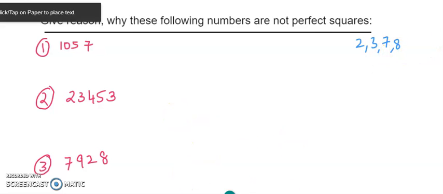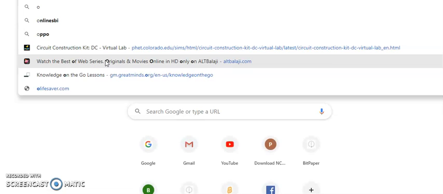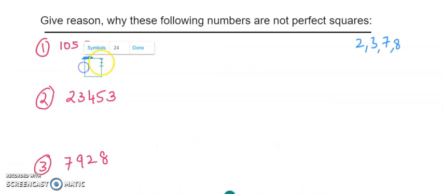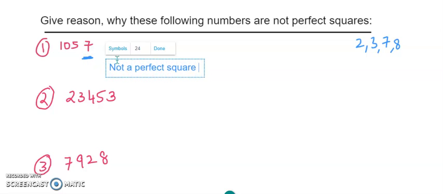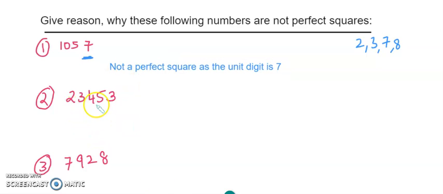So here we'll just circle the last digit, which is 7. Okay, so this is not a perfect square. Just write the sentence. Oh, sorry for the interruption. So what we'll write here, the last digit is 7. So we'll say not a perfect square as the unit digit is 7. Okay. Next question. 2, 3, 4, 5, 3.